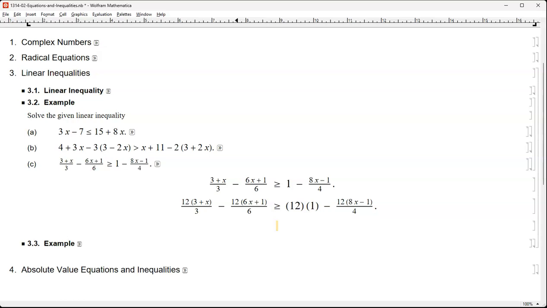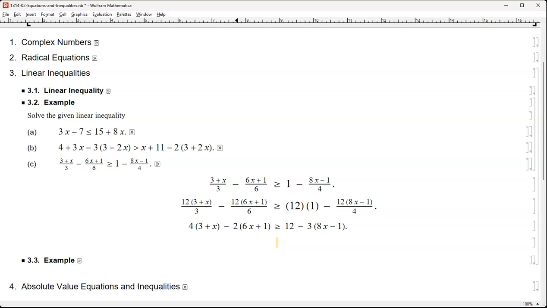Next, simplify. 12 divided by 3 is 4, times 3 plus x. 12 divided by 6 is 2, times 6x plus 1, and greater than or equal to 12. And then 12 divided by 4 is 3, times 8x minus 1. Okay, alright. Now, break up parentheses.